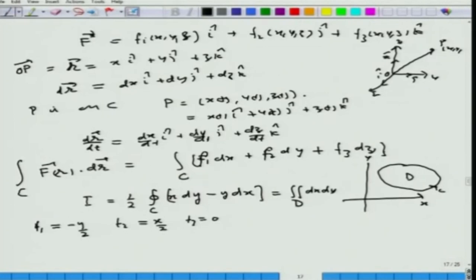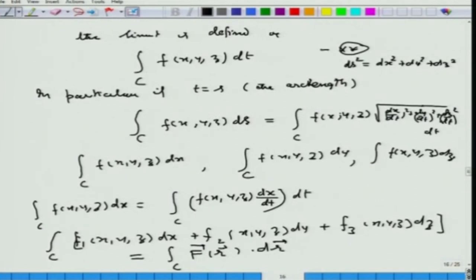So this dr, the vector element of length, can be given by dx i plus dy j plus dz k, and so F(r) dot dr can be seen to be actually the same thing as f1 dx plus f2 dy plus f3 dz, which is the same thing which we had on the left hand side of this equation.